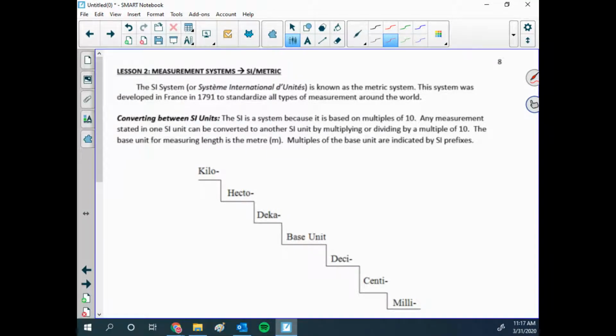Hopefully, you have already watched the video on the imperial measurement system, looking at conversions that's usually used in the trades in the United States. So inches, feet, yards, miles.